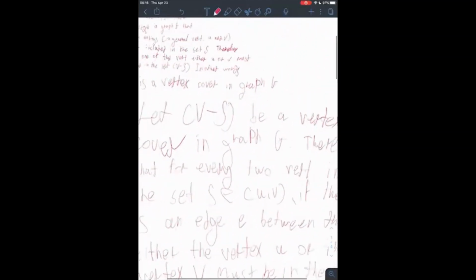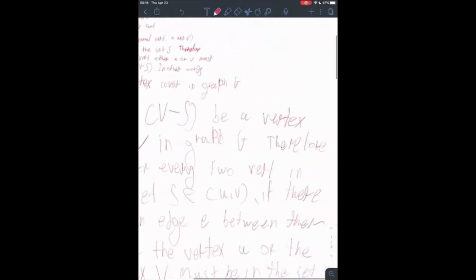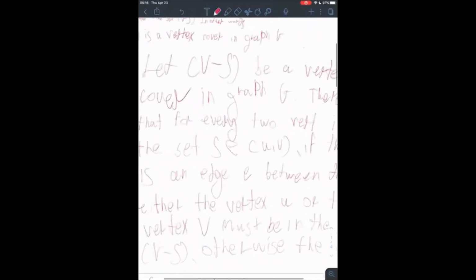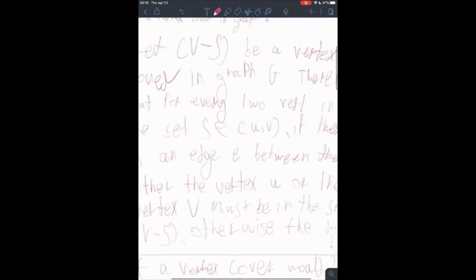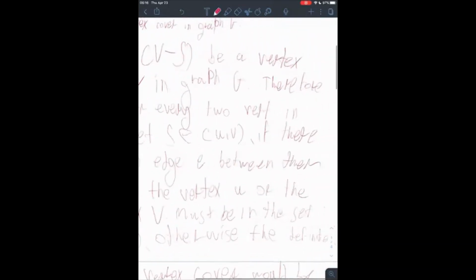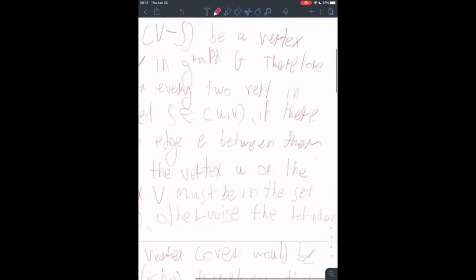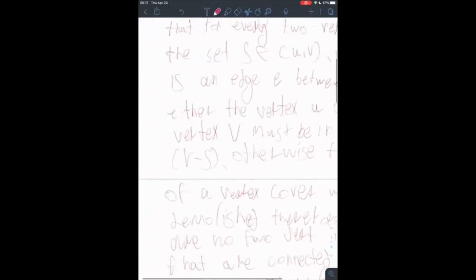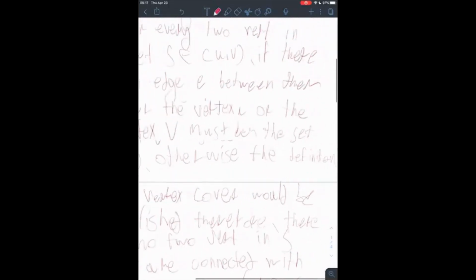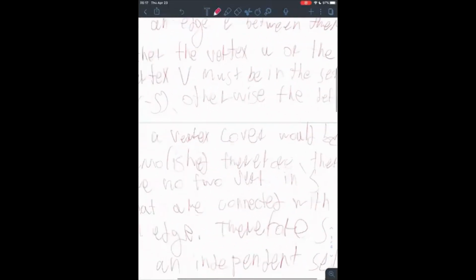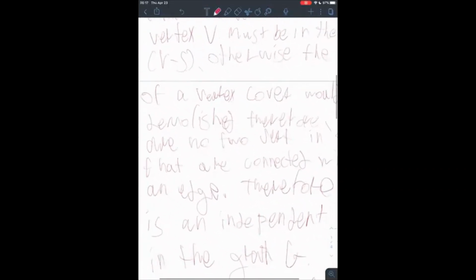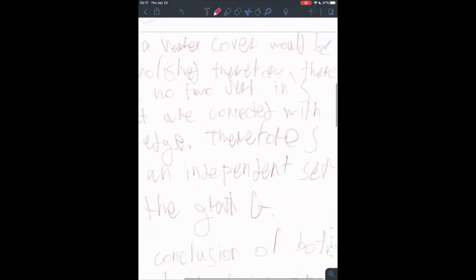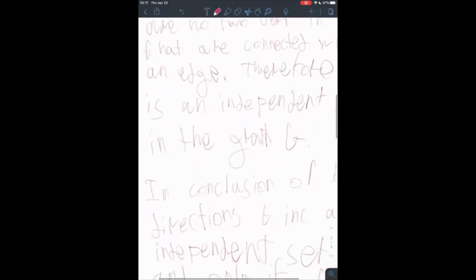Anyway, the second direction is the following. Let V minus S be a vertex cover in graph G. Therefore, for every two vertices in the set S, U or V in general, if there is an edge E between them, either the vertex U or the vertex V must be in the set V minus S. Otherwise, the definition of a vertex cover would be demolished. Therefore, there are no two vertices in S that are connected with an edge. Therefore, S is an independent set in the graph G.